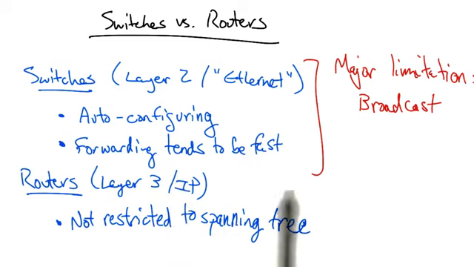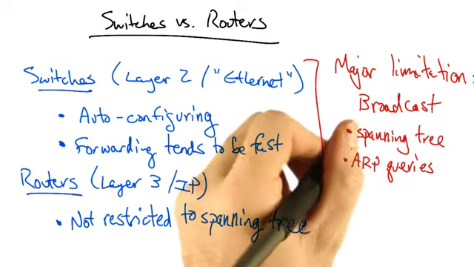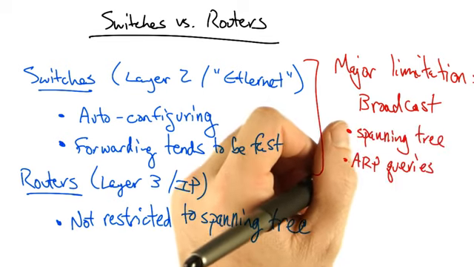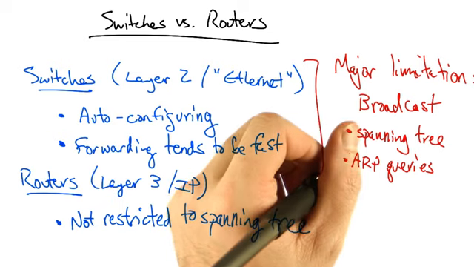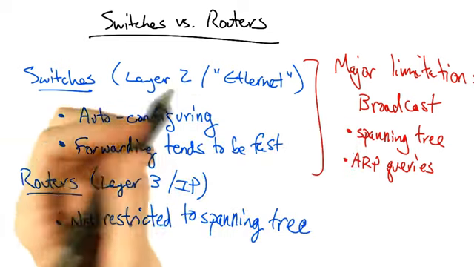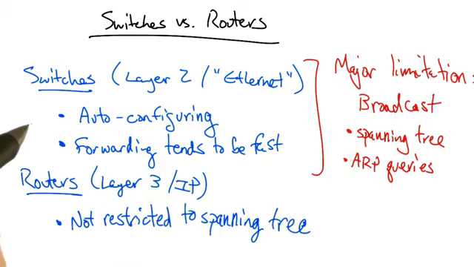of the major limitations is broadcast. The spanning tree protocol messages and ARP queries both impose a fairly high load on the network. So this raises the question of whether it's possible to get many of the benefits of the auto-configuration and fast forwarding of layer 2 without facing these broadcast limitations.